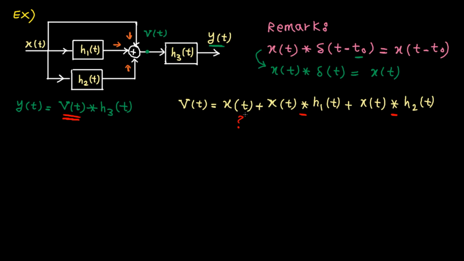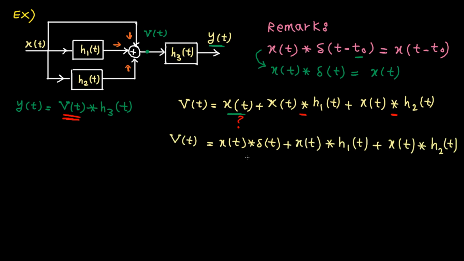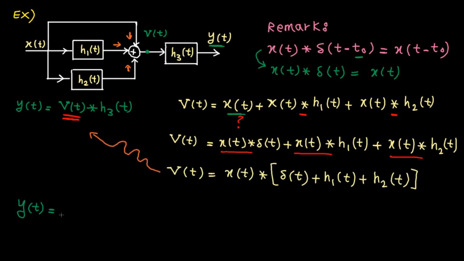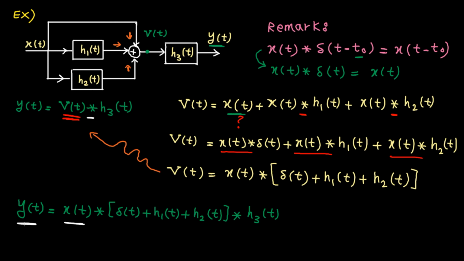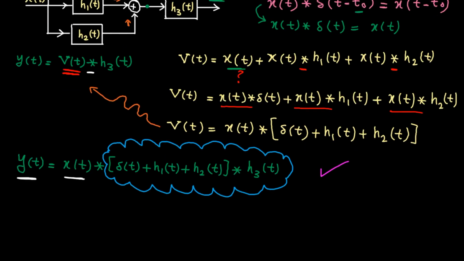This means you can write x(t) as x(t) convolved by delta(t). Let me write the rest. Now we have a common factor, x(t) convolved, so let's factor it out. Here we go. By replacing v(t) here, we get this, convolved by h3(t). This is the input and this is the output. For an LTI system, input convolved by the impulse response is equal to the output. Therefore, we can conclude that this big guy is the impulse response of the whole system.